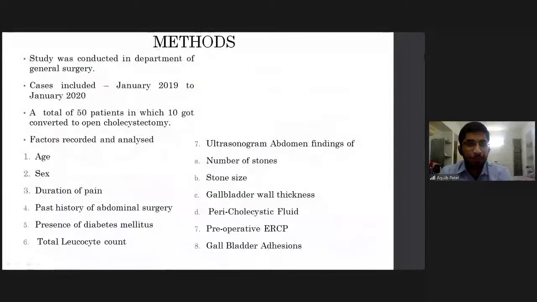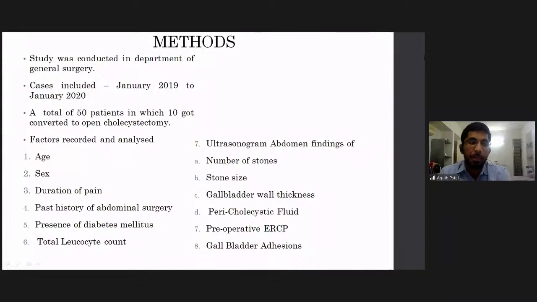Next slide. The study was conducted in the Department of General Surgery, and the cases were included between January 2009 to January 2020. That's a period of 1 year. A total of 50 patients were included in the study, amongst which 10 were converted to open cholecystectomy.